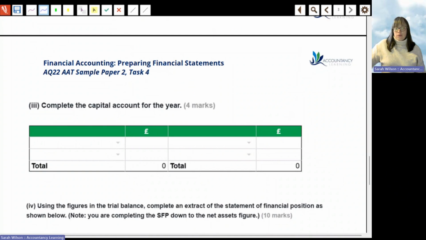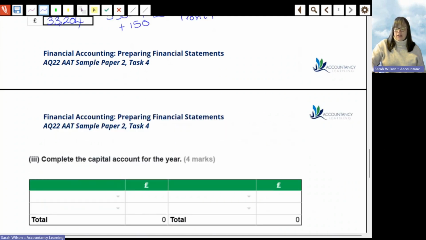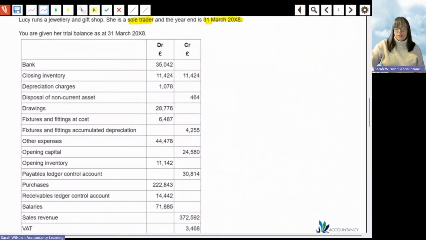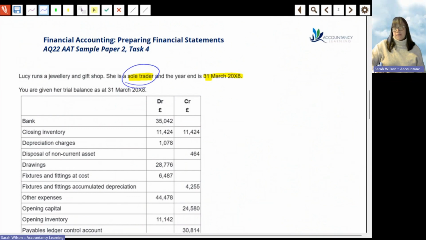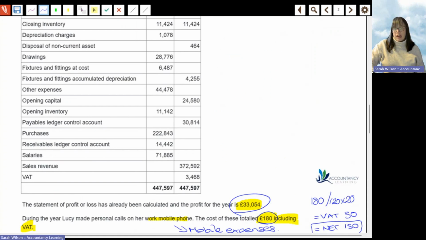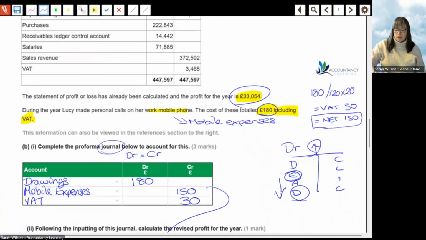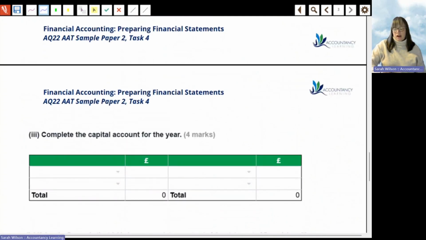So following on from that then, we now need to complete the capital account for the year. Now remember, in the first part of the question, we were told that she's a sole trader. So when you've got a sole trader, the capital account takes all of the transactions. So whatever affects the amount that the sole trader is owed, it all goes through the capital account. Only in partnerships do you then have current accounts. So we need to complete the capital account for the year. So first of all, we want to see what is the brought forward balance. So what is it she has invested already?